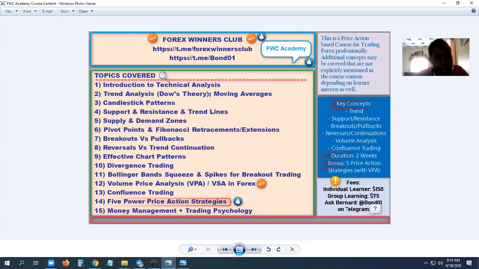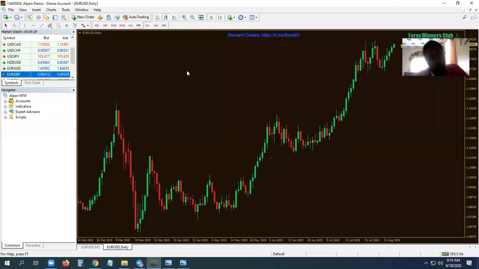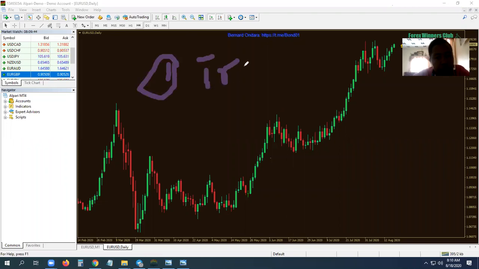I may have mentioned this before, but there are 3 things that must be there for you to enter a trade, the minimum things. Number 1, you must ensure you have a trend. That is when you start trading. You must ensure you have a trend, and what you need to do is to follow the trend.